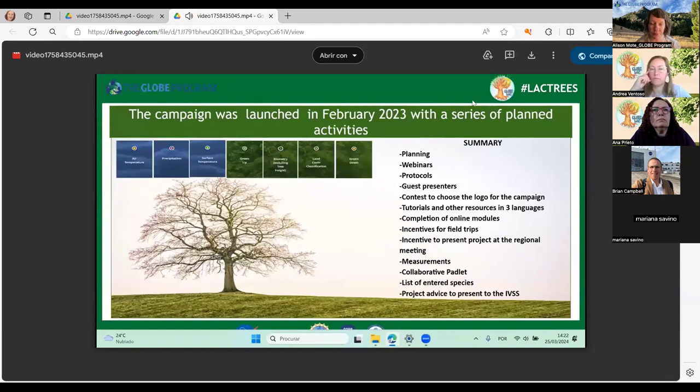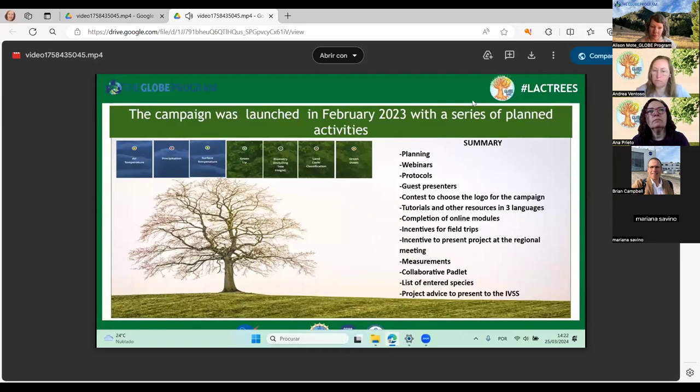The campaign was launched in February 2023, with a series of activities planned, among them some webinars, guest presenters, a contest to choose the logo of the campaign, and some tutorials. We have developed tutorials in Spanish, in English, and in Portuguese also. And we promote some incentives for field trips, also incentives to present the students' projects during the regional GLOBE meeting, and to increase the number of measurements.